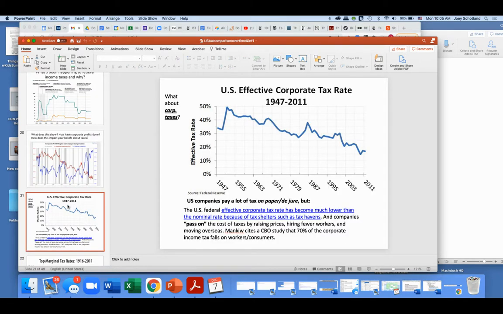Here you see the corporate tax rate over the years. Has the corporate tax rate gone up or down over the years?